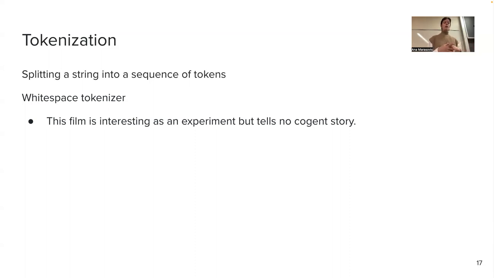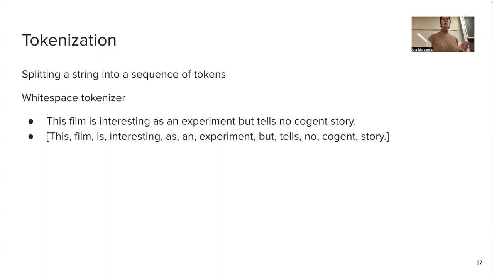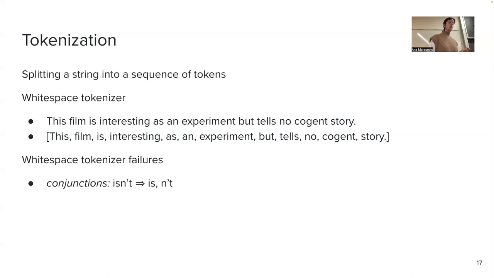So for example, we had that sentence in the movie review I have shown you before. The film is interesting as an experiment, but tells no cogent story. What you produce with a white space tokenizer is a list of strings where each one of these strings should be a word in the input, but we already see that it doesn't work very well. For example, when we have punctuation. So here, instead of having story and period separated, we had story-period as one of these strings. So that's one of the failures.